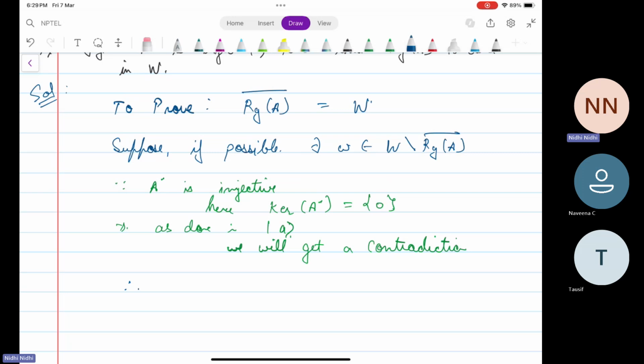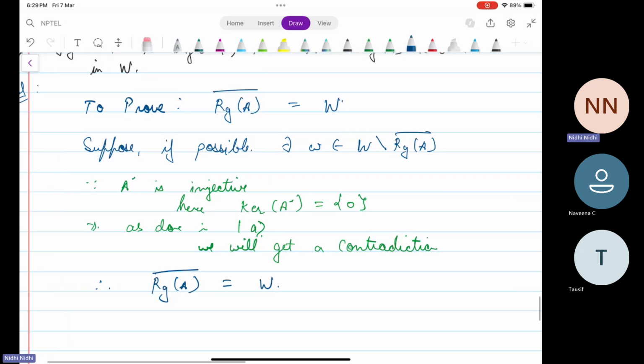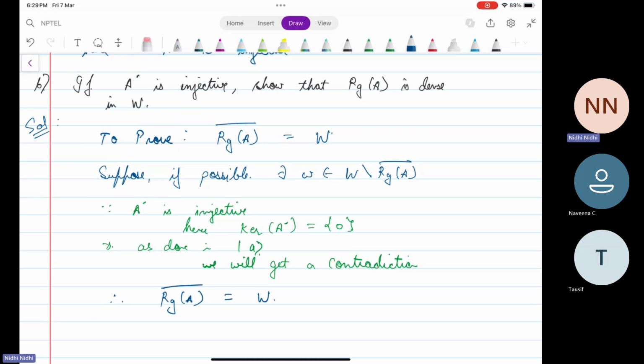So therefore, we should have range A closure is equal to W. That means range A should be dense in W. So mainly, this is just a replication of what we did in the first question. Okay, let's move to next question.